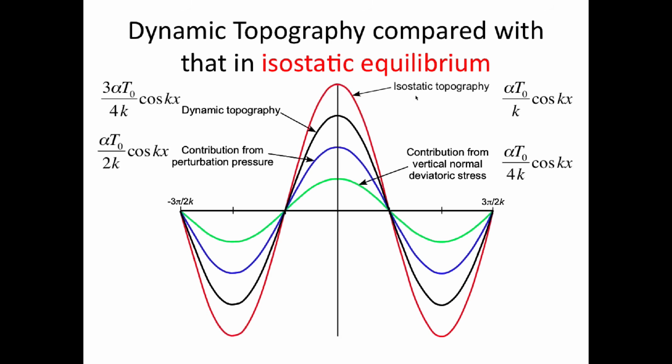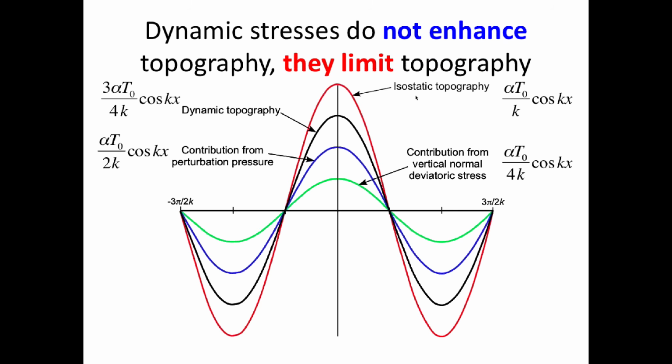You're wrong. It's higher. You get more topography when it's in isostatic equilibrium. And if you integrate the equations, I've given you what you need to know now. If you were to integrate the equations very quickly, you would get that answer. And if I had told you those, you would have gotten it. Anyway, that poses the question: dynamic stresses do not enhance topography; they limit topography.